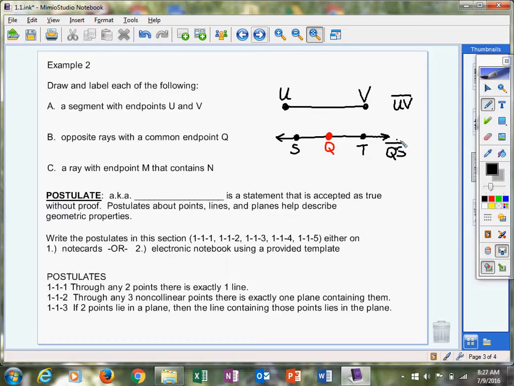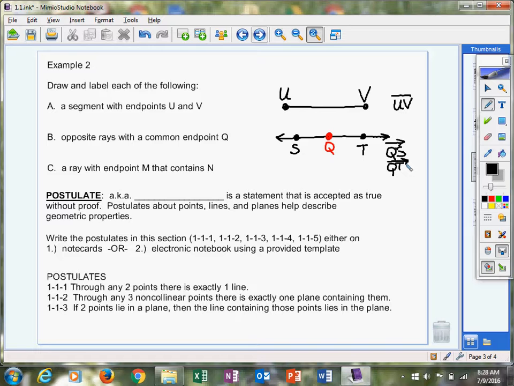Okay. And we'll do our arrow there. And then our other one would be Q and T. And there's our arrow, because we do need one arrowhead. We don't need double arrowheads because that would name a line. When you're doing a ray, you want to start with an endpoint, and then the other end goes into infinity. So we want to show it, denoting it with an arrow. Okay? Now we need to draw a ray with an endpoint M that contains N.